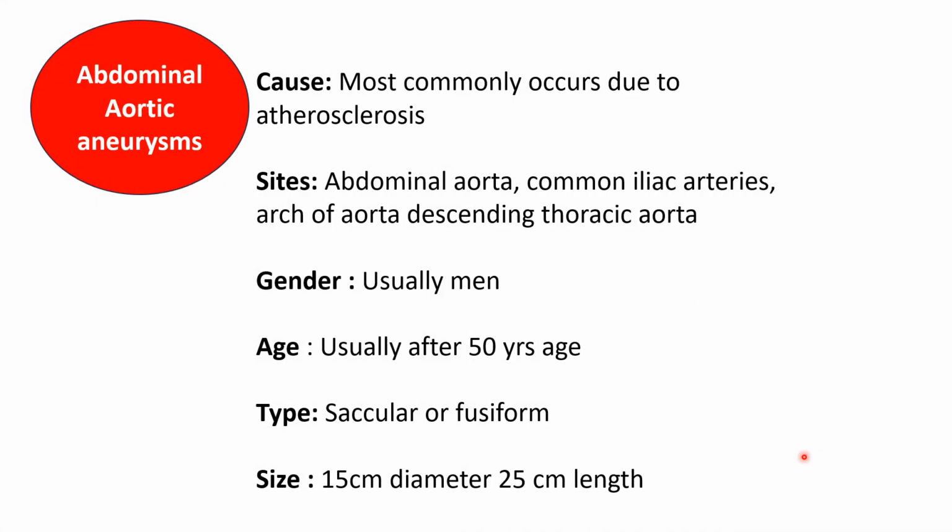So let's know some salient features of abdominal aortic aneurysm. The most common cause is atherosclerosis. It occurs predominantly in the abdominal aorta and the common iliac arteries, and in a few cases in the arch of aorta and descending thoracic aorta. It is more common in men, usually after 50 years of age. They can be of saccular or fusiform type. And the size that it affects is mainly 15 to 25 centimeters.